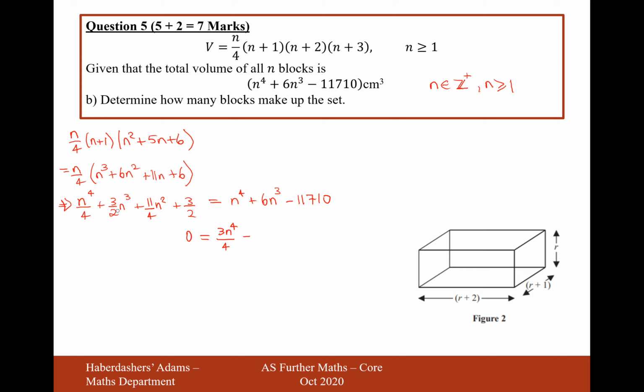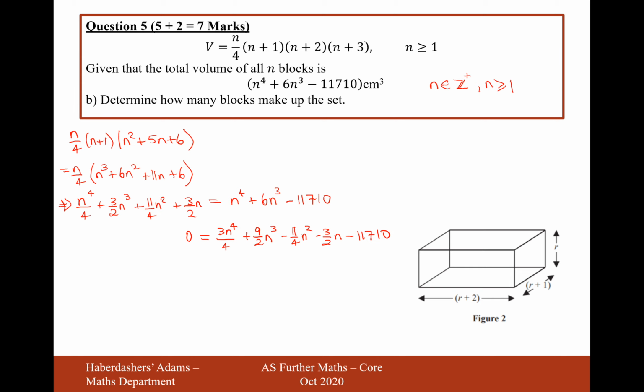minus 6 minus 3 over 2, that would be 4.5, so it would be 9 over 2, plus 9 over 2n cubed, minus the 11 over 4n squared, and 3 over 2n, so it's minus 3 over 2n, minus 11,710. So let's now substitute all of that into the polynomial solver.